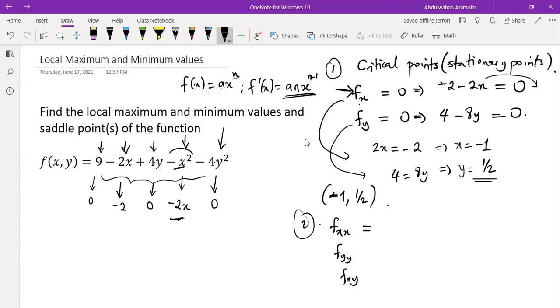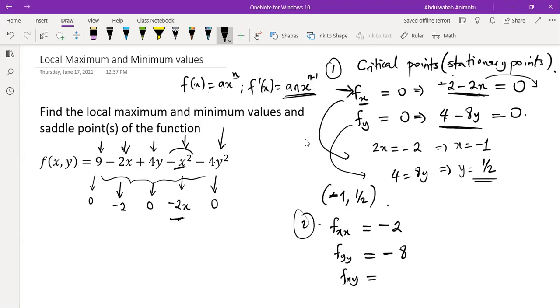We need to find the derivative of this one more time, which is derivative of what? Minus 2 minus 2x. And derivative of minus 2 is 0. Derivative of minus 2x will give us minus 2. Perfect. And what about fyy? That would give us derivative of this one, which will be 0 minus 8. So it's going to be minus 8.